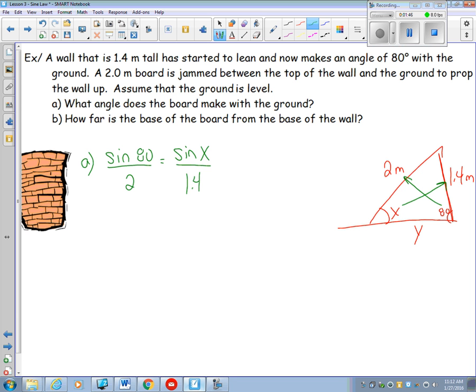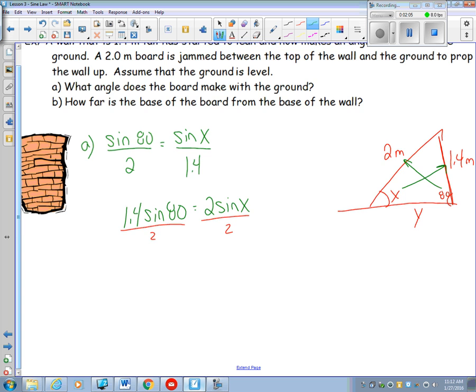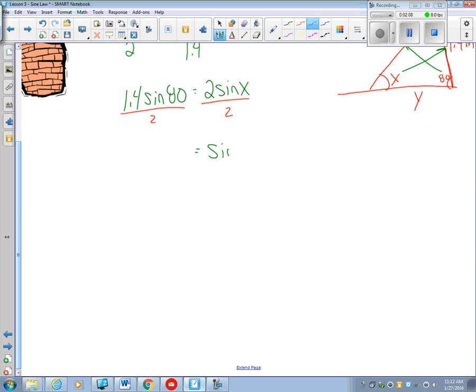We did one of these a second ago. We had to solve for the angle. Cross multiply. 1.4 times the sine of 80 equals 2 times the sine of x. I want to get letters by themselves, so we need to get rid of that 2. Remember, we cannot divide out the sine because the sine is attached to the x, the sine of the angle, which we're trying to find. So we're left with sine x on the right-hand side here. And if we put everything into our calculator on the left, we end up with 0.6893 and a whole bunch more decimals.